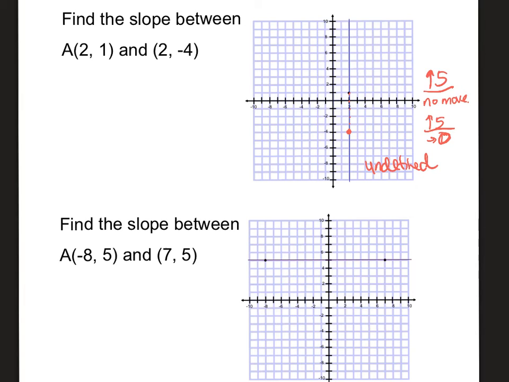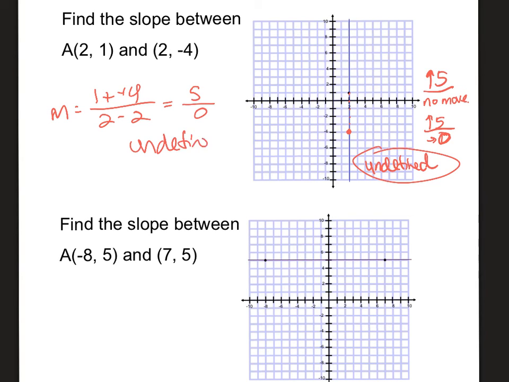And if you went to a calculator and you tried to figure out what 5 divided by 0 is, it would say error. We cannot divide a number by 0 in math. So this is the answer, but moving right along to trying it with the formula, I would do 1 minus negative 4 on top, and then I would do 2 minus 2 on the bottom. And so change, and I would get 5 over 0, which again is undefined. So I get the same answer.